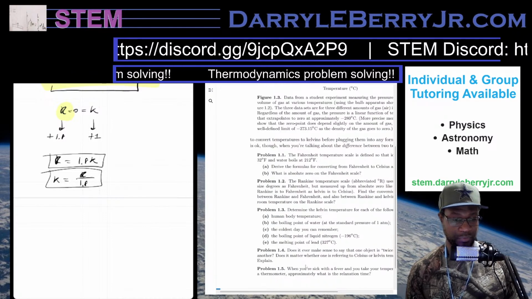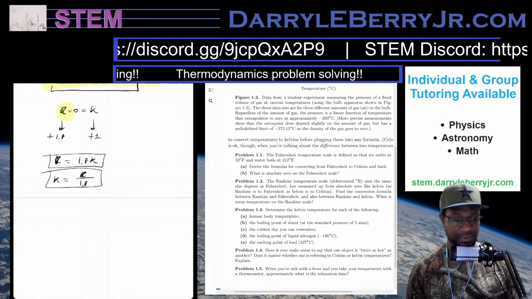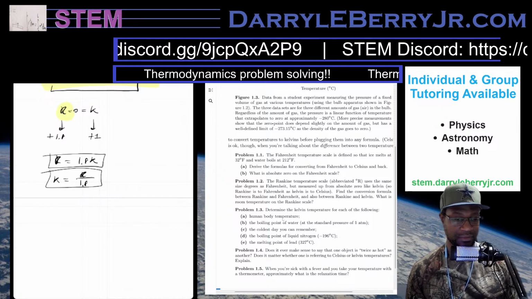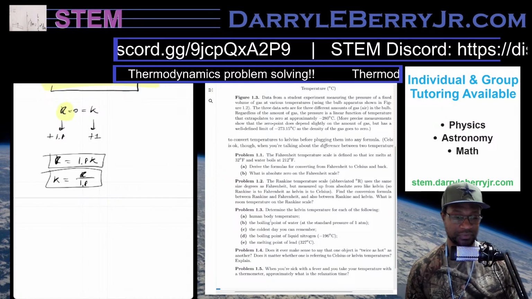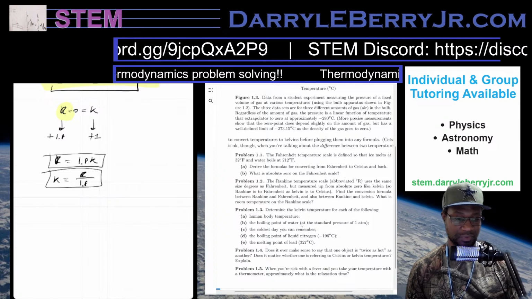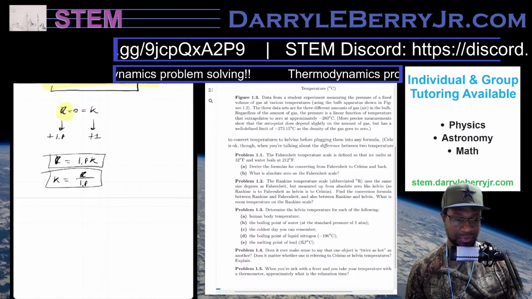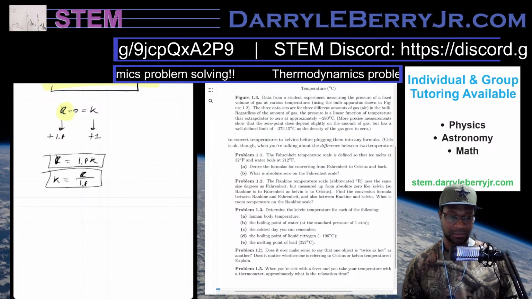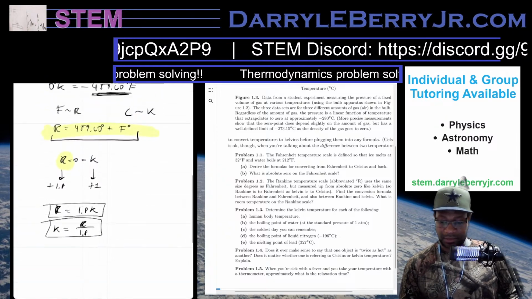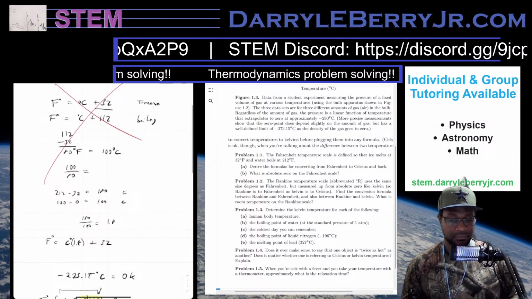This problem here, 1.3, determine the Kelvin body temperatures for the following. Kelvin body temperature we can convert from Fahrenheit to Celsius, then Rankine, or Fahrenheit to Celsius, then Kelvin, or Fahrenheit to Rankine, then Kelvin. Boiling point, we can go from Celsius to Kelvin easily. We can go from Celsius to Kelvin by adding 273.15. So that's easy enough.